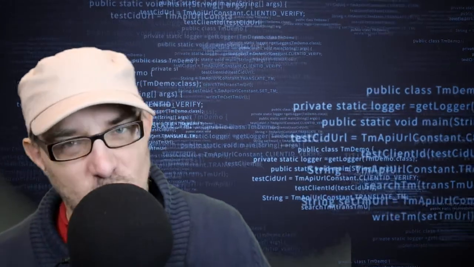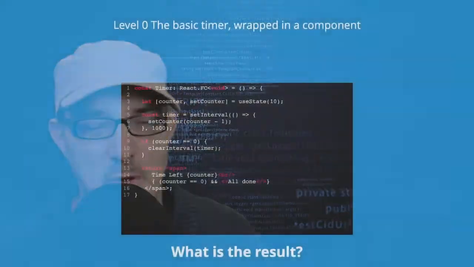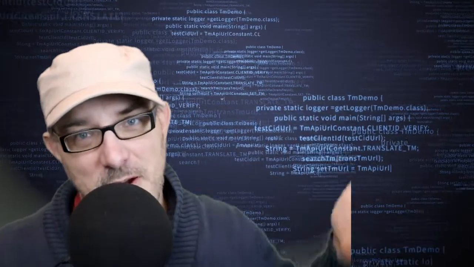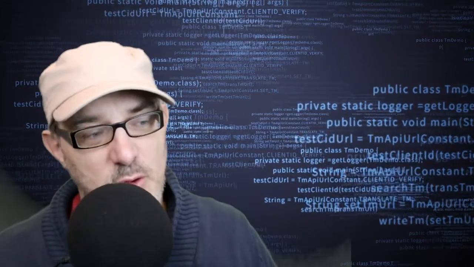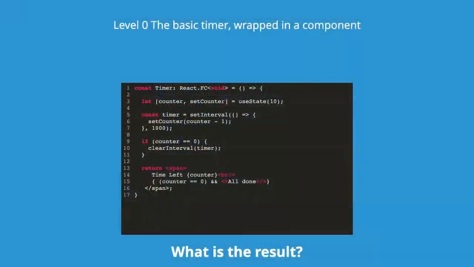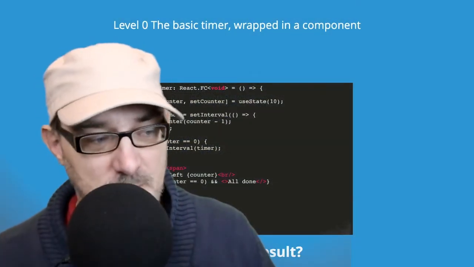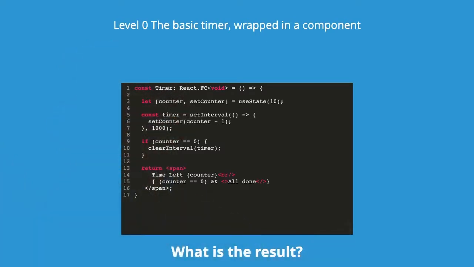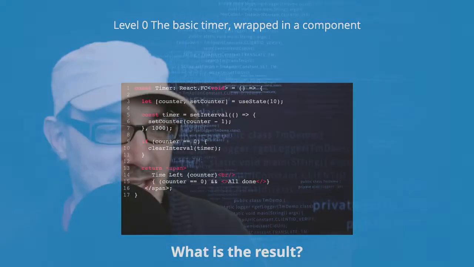Well, let's start by just wrapping that code inside a React component and see what happens. We have our counter, which we'll use as state. So we have a useState(10) and have the counter and the setCounter in there. And then we just have our timer and our setInterval, which updates the state every second. And when the state is equal to 0, we clear the timer. And then we have the return, which displays the value of the counter and which states that it's done when the counter reaches 0.